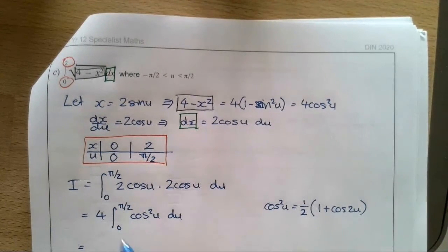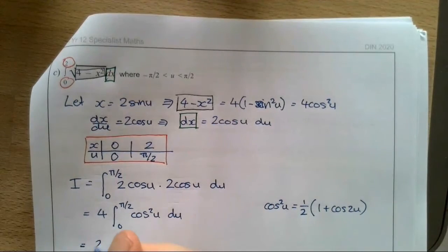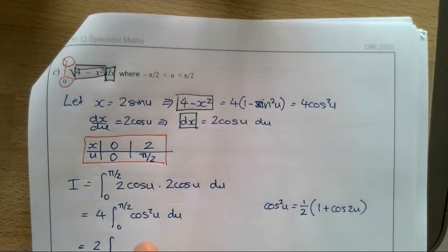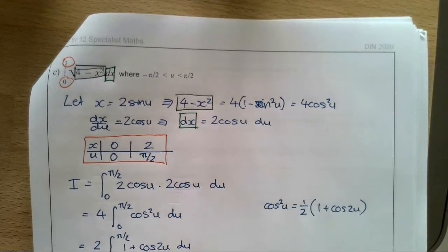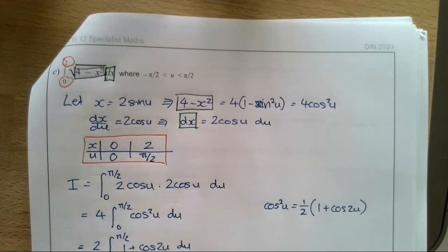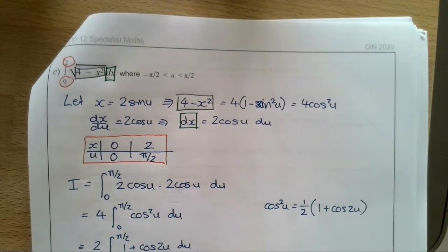So a half is going to cancel with the 4 to give me a 2. Still going between the limits 0 and pi over 2. And now I'm integrating 1 plus cos 2u du. So this is 2 times square bracket for the integral u plus a half sine 2u between pi over 2 and 0.